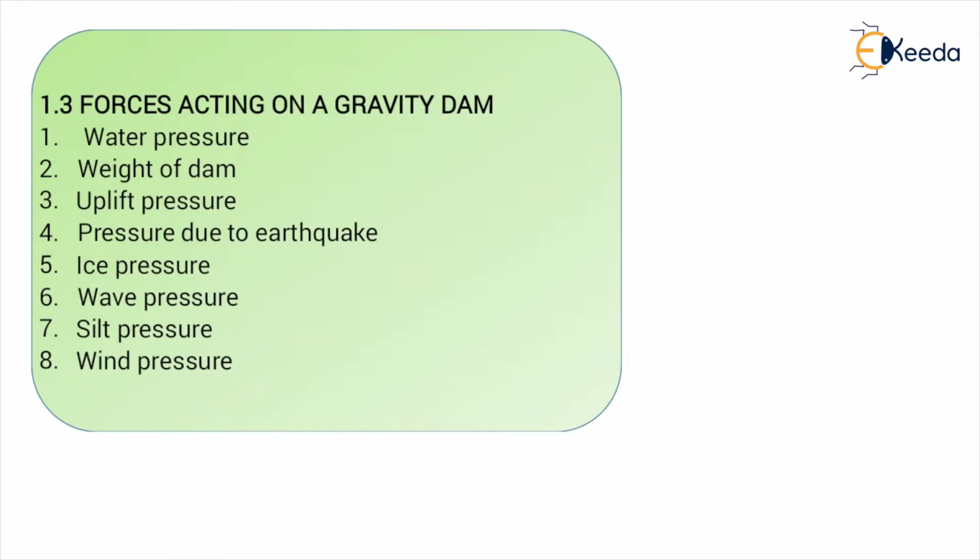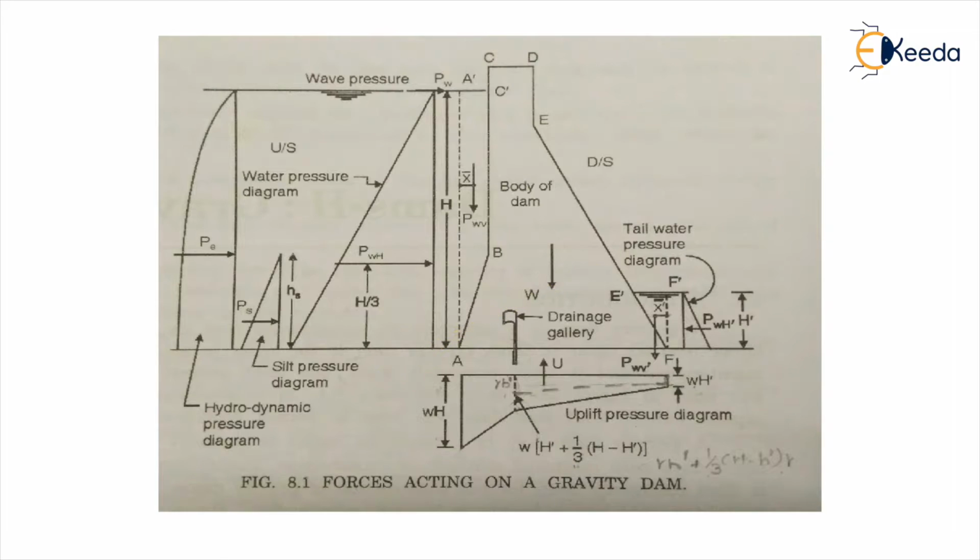Then we have the weight of the dam. As we defined the gravity dam, it resists all the external forces due to its own self weight, so the weight of the dam is the most important parameter. We also have uplift pressure, pressure due to earthquake, ice pressure, wave pressure, silt pressure, wind pressure, etc. These are the forces which are acting on a gravity dam.